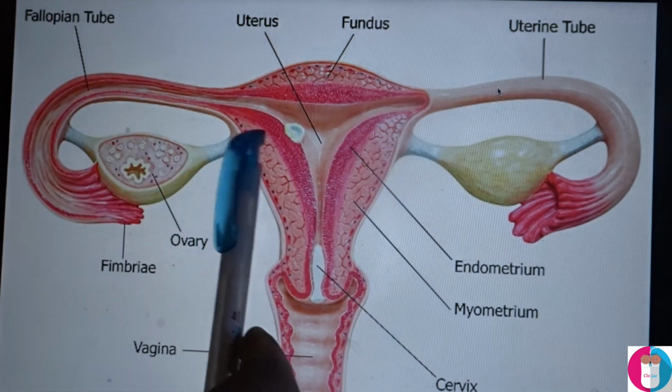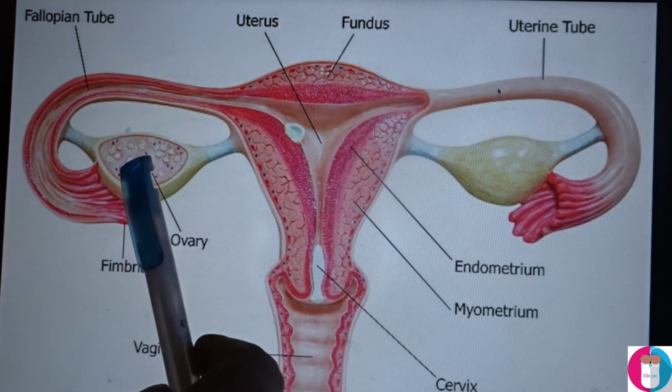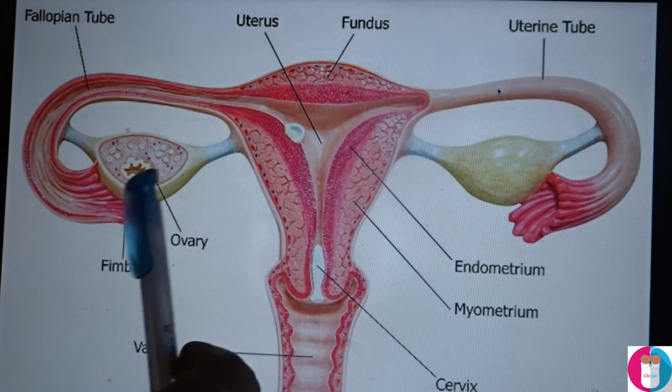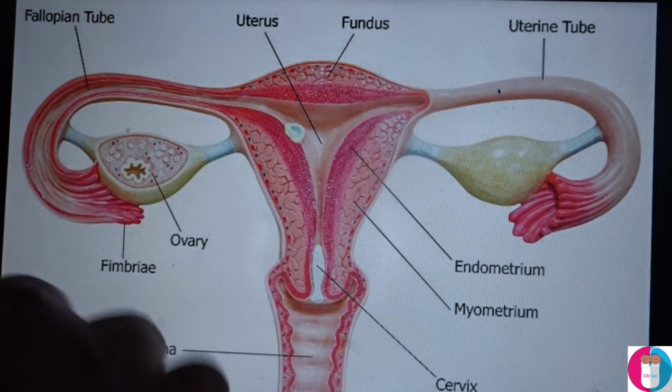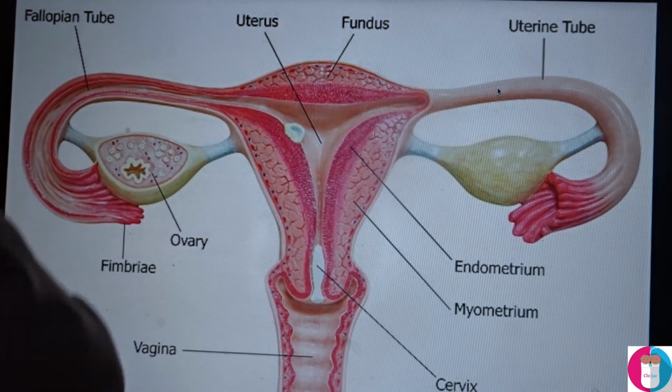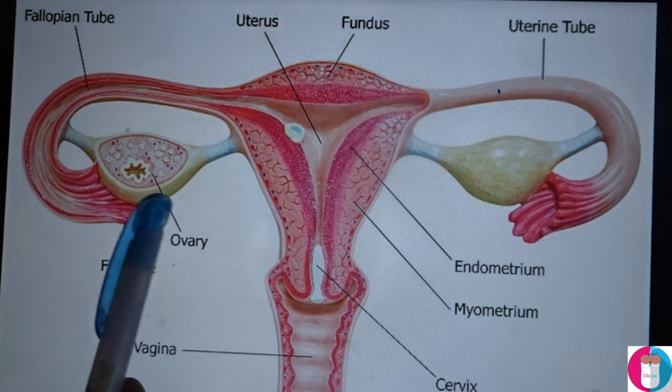So like I said, there are two, and they are quite small, very small. They have this oval shape, and in the ovaries we have eggs. I think these are the eggs. They're really quite small, and the ovaries produce eggs and hormones.